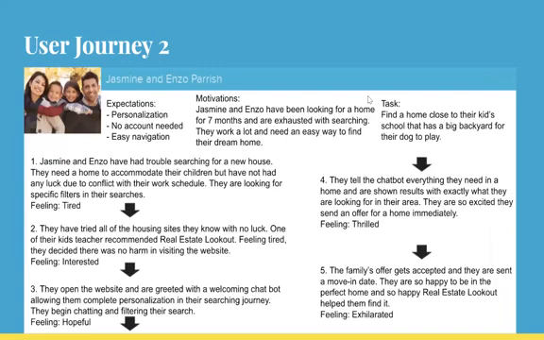And this is their user journey. So Jasmine and Enzo have had trouble searching for a new house. They need a home to accommodate their children, but have not had luck due to a conflict with their work schedule. They're looking for specific filters in their searches. They have tried all their house hunting websites with no luck.